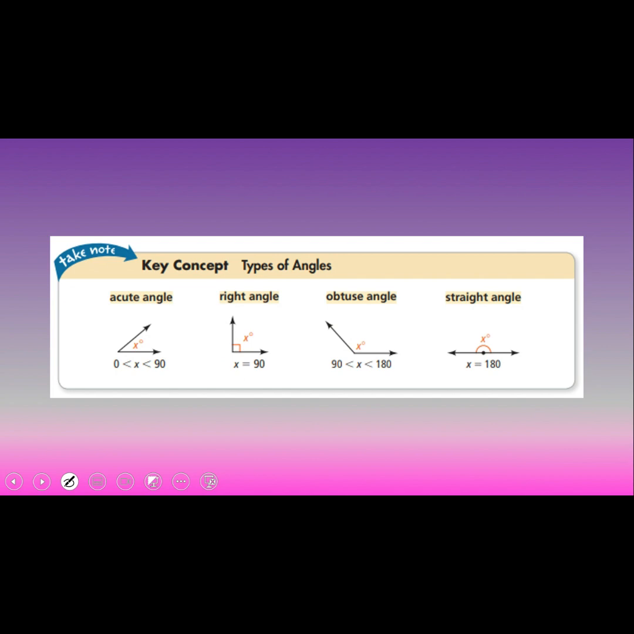All right. You should all be familiar with this. Acute angles are less than 90. Right angles are 90. Okay. Obtuse angles are greater than 90 but less than 180. And then a straight angle is 180.